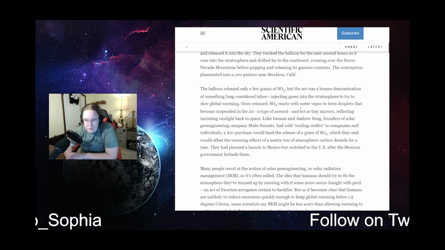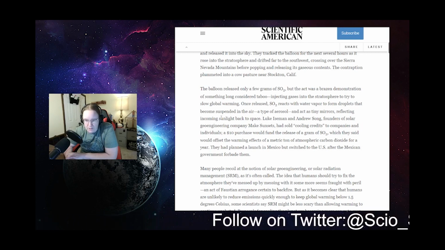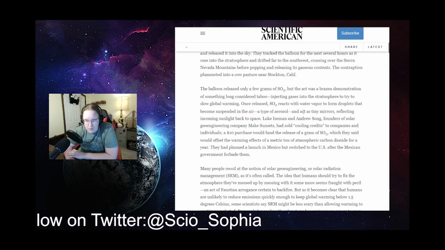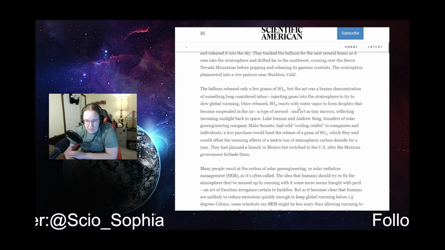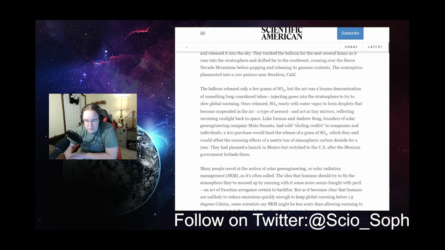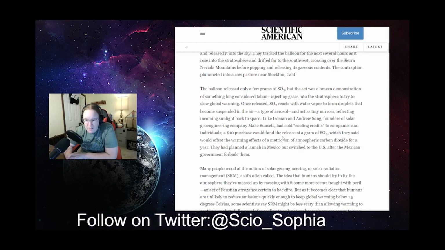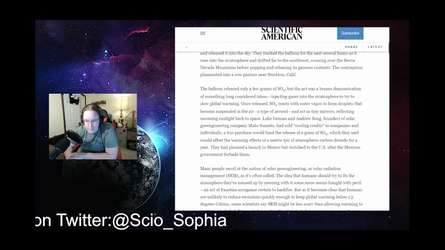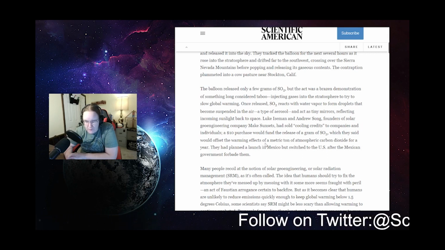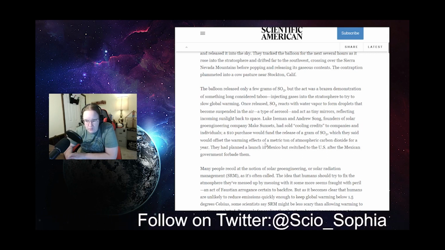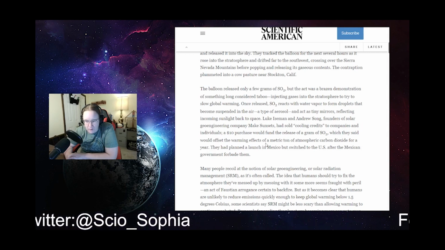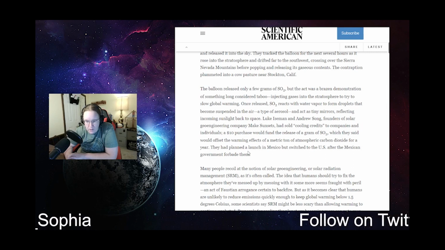Once released, SO2 reacts with water vapor to form droplets that become suspended in the air, a type of aerosol, acting as tiny mirrors reflecting incoming sunlight back to space. Luke Iseman and Andrew Song, founders of a solar geoengineering company, Make Sunsets, had sold cooling credits to companies and individuals. A $10 purchase would fund the release of a gram of SO2, which they said would offset the warming effects of a metric ton of atmospheric carbon dioxide for a year.